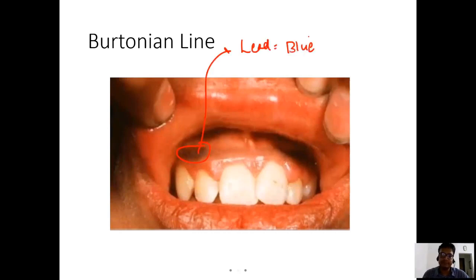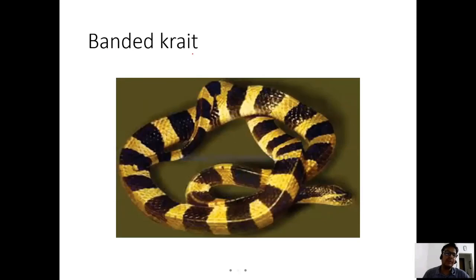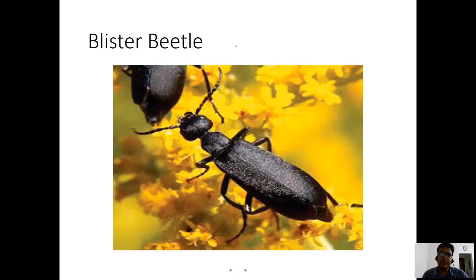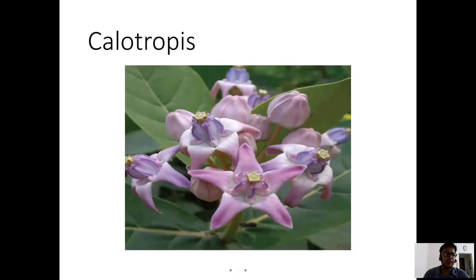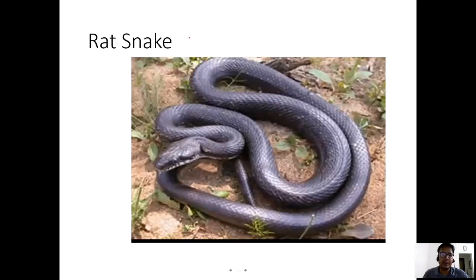Everything we discussed. This is carrot, common krait, banded krait. This is blister beetle. It causes cantharide poisoning. This is Calotropis gigantea, or madar. Calotropis. This is rat snake, a non-poisonous snake.